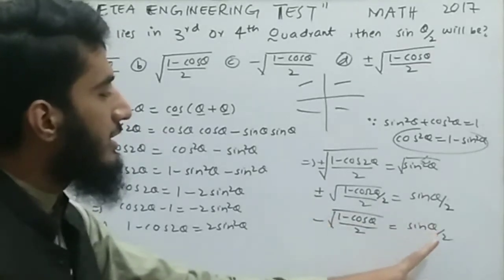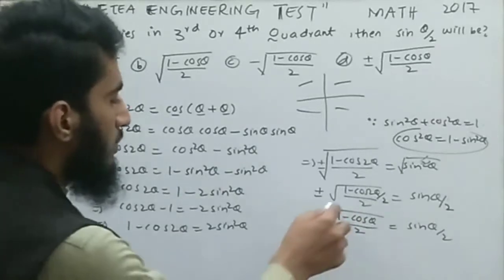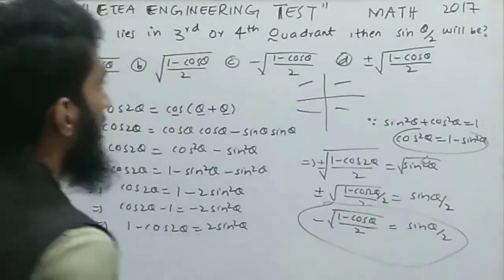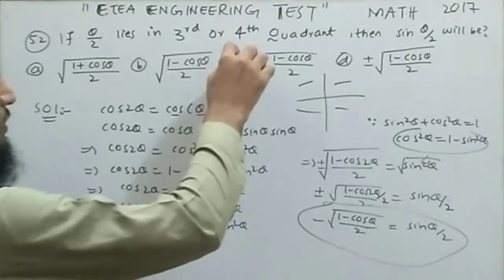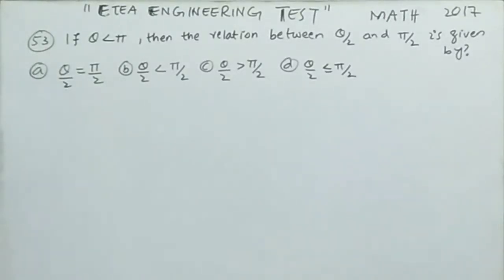So it means that sin theta by 2 will be minus times the square root of (1 minus cos of 2 theta by 2). This is the required and desired answer. So the correct option for this MCQ will be option number C. Move to the next MCQ, number 53.